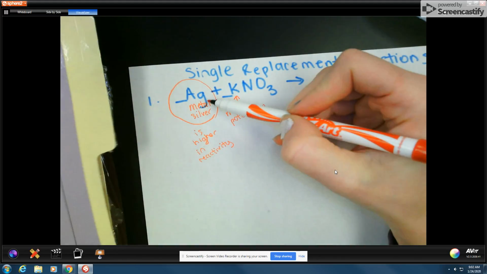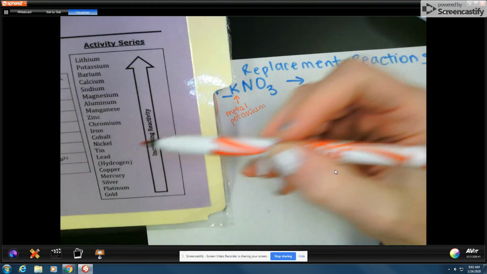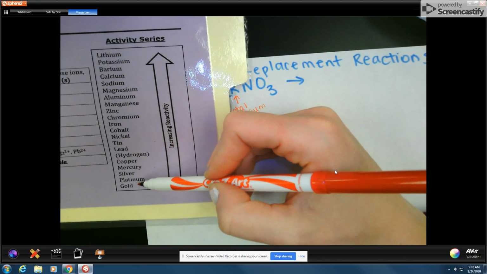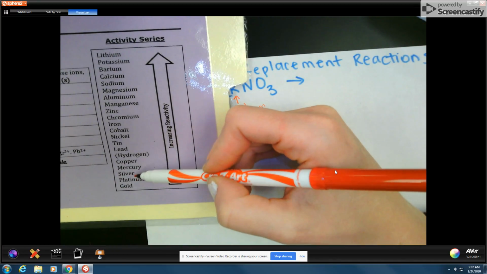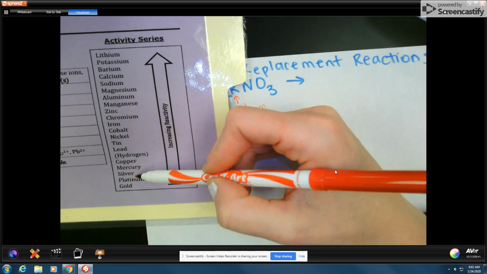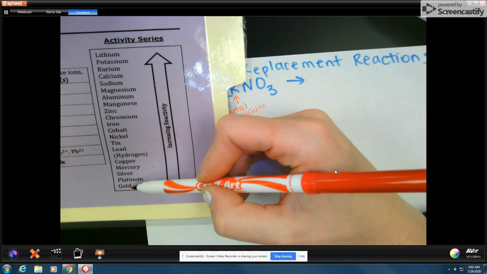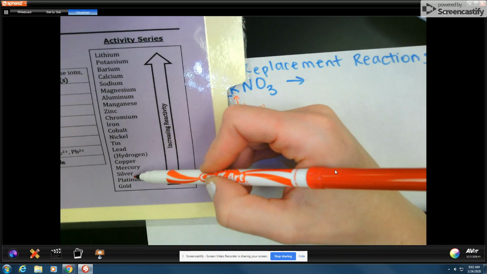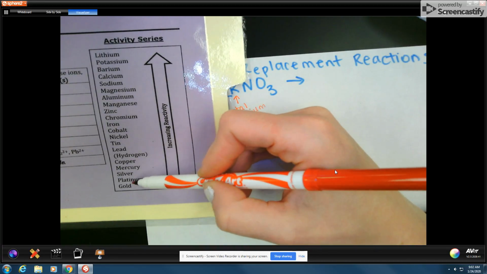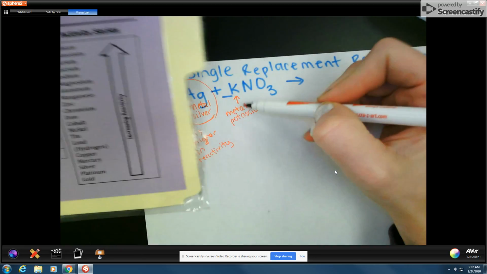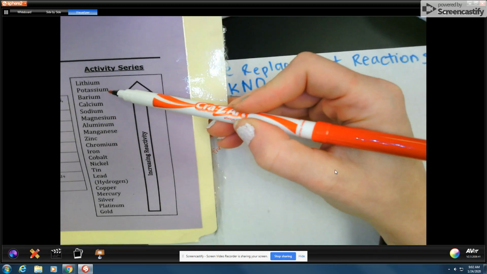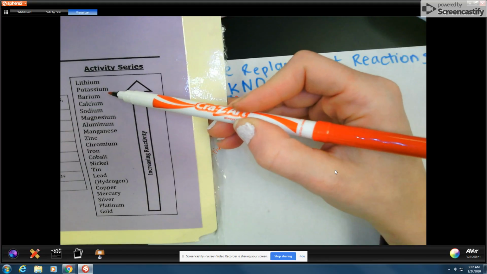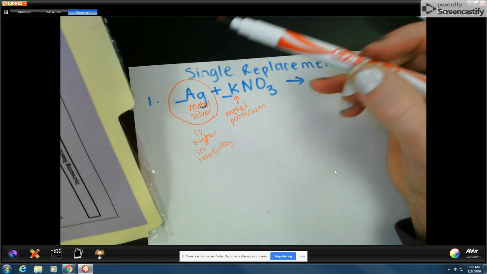So you find silver on the activity chart. It's right here at the very bottom. The closer it is to the bottom, the less reactive it is. So silver is actually only more reactive than platinum and gold. And that's why a lot of our jewelry is made out of silver, it's only more reactive than 2 other ones. Now potassium is highly reactive. It's all the way up here. And that means that it's going to react a lot, which is why we don't make jewelry out of it.